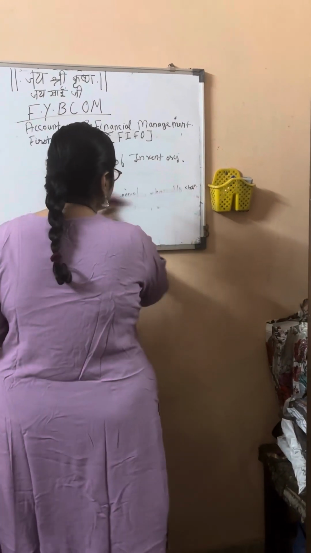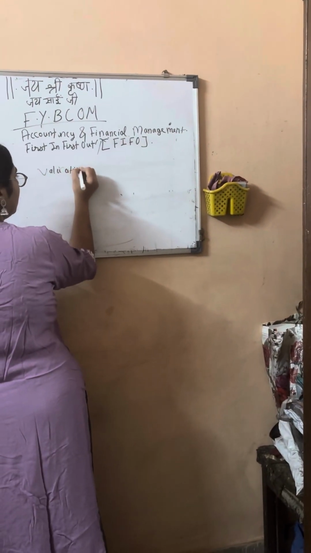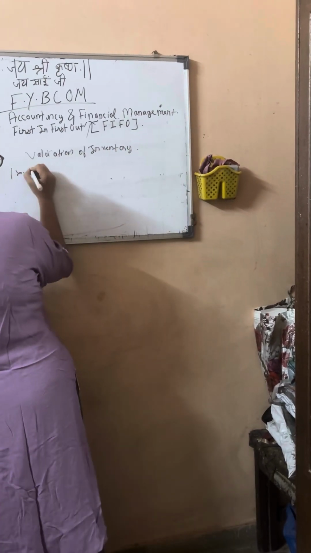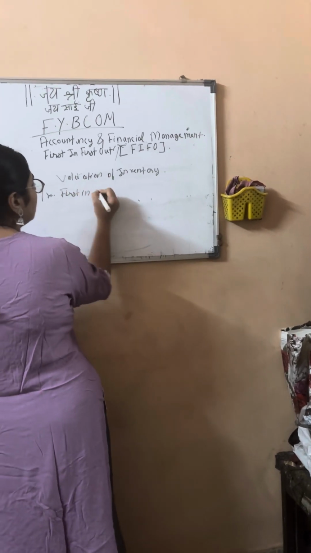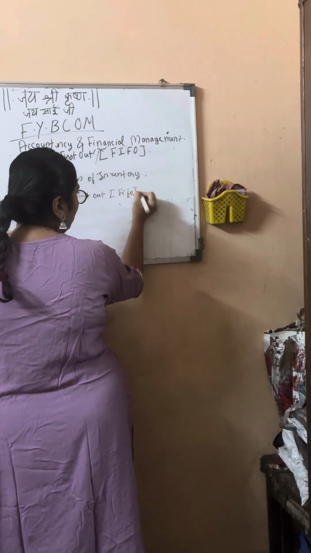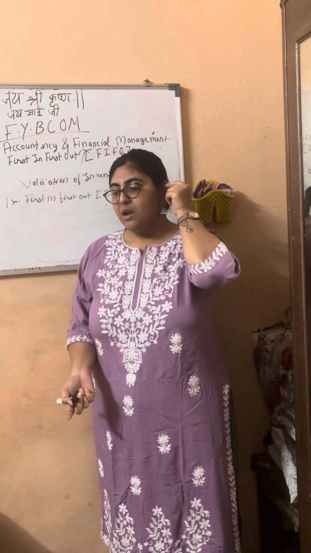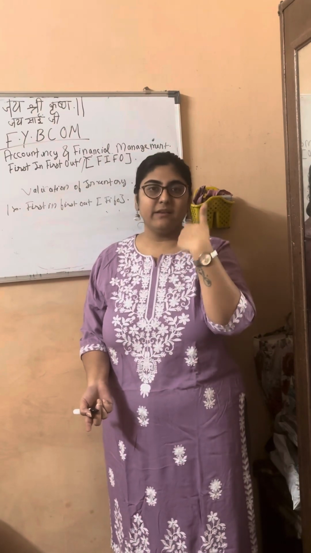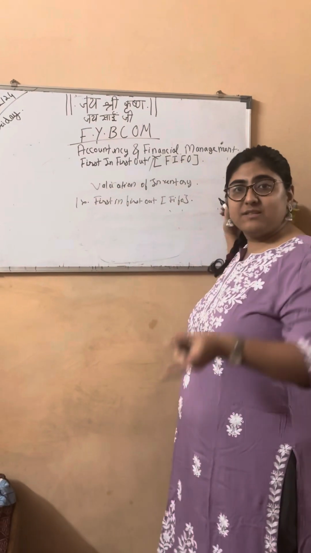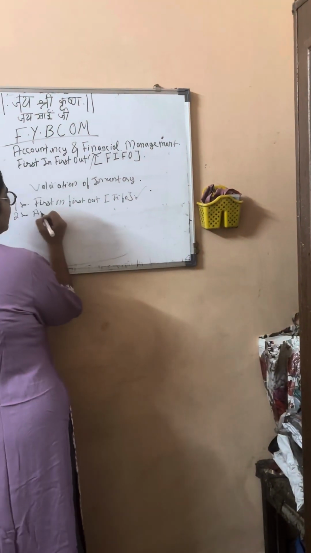So, valuation of inventory. The first method is first in, first out, which in short form is known as FIFO. What is FIFO? I'll give you an example also, but that in the next class. Now I'm just explaining the valuation. Okay, so first in, first out method, that is FIFO, and the second is the average cost method.